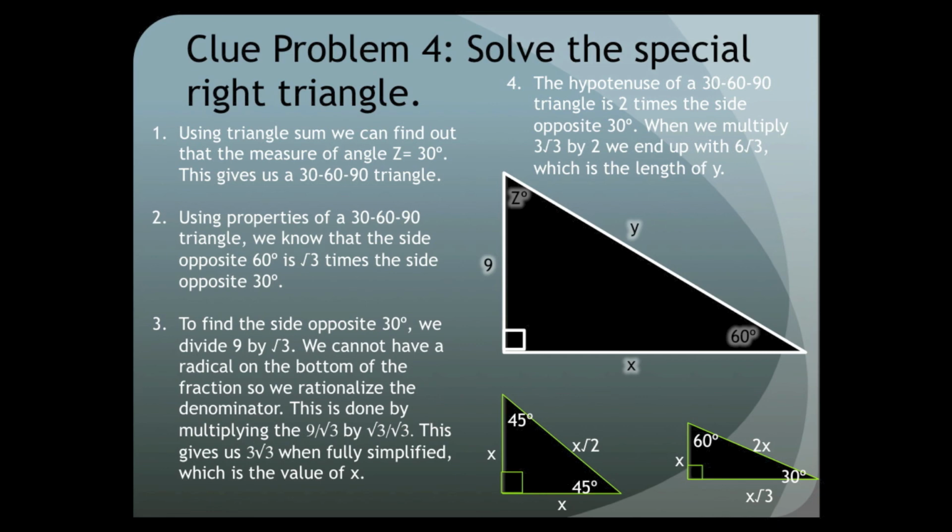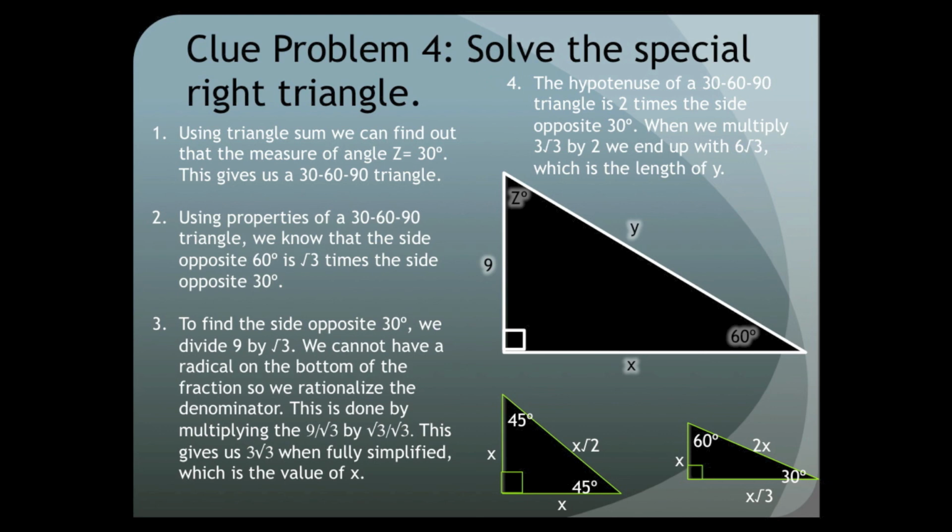Using triangle sum, we can find out that the measure of angle Z is 30 degrees. This gives us a 30, 60, 90 triangle. Using the properties of a 30, 60, 90 triangle, we know that the side opposite the 60 degree angle is square root 3 times the side opposite the 30 degree angle. To find the side opposite the 30 degree angle, we divide 9 by square root 3. Since we cannot have a radical on the bottom of a fraction, we rationalize the denominator. This is done by multiplying 9 divided by square root 3 by square root 3 over square root 3. This gives us 3 square root 3 when fully simplified, which will give you the value of x.